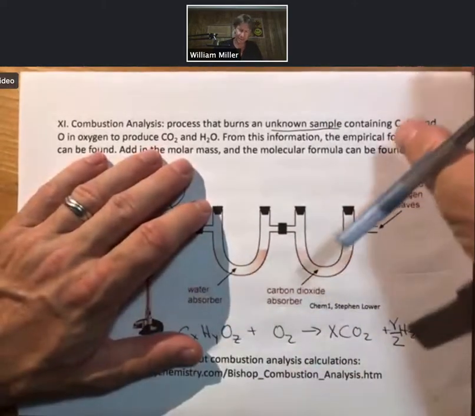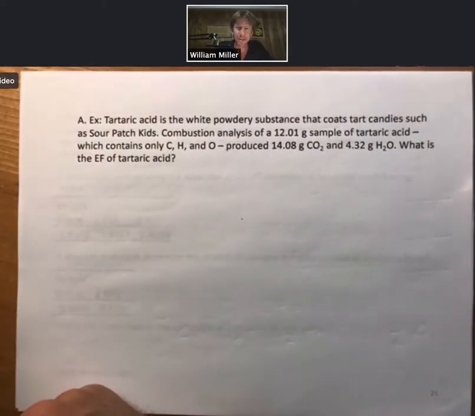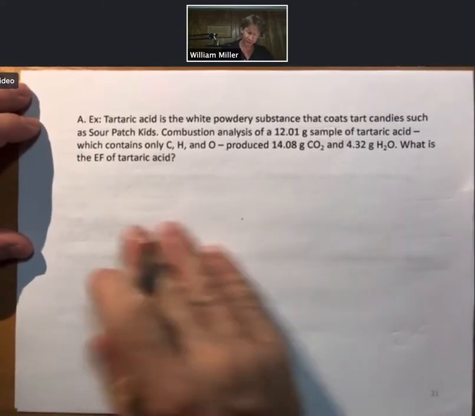Let's do an actual example. Tartaric acid is the white powdery substance that coats tart candies such as Sour Patch Kids. Not my favorite, but one of my daughter's favorites. Combustion analysis of a 12.01 gram sample of tartaric acid, which contains only carbon, hydrogen, and oxygen, produces carbon dioxide in that amount, 14.08 grams, and some H2O. What is the empirical formula of tartaric acid? We don't have the molar mass for this one, so we won't be able to find the molecular formula, but we will be able to find the empirical formula.